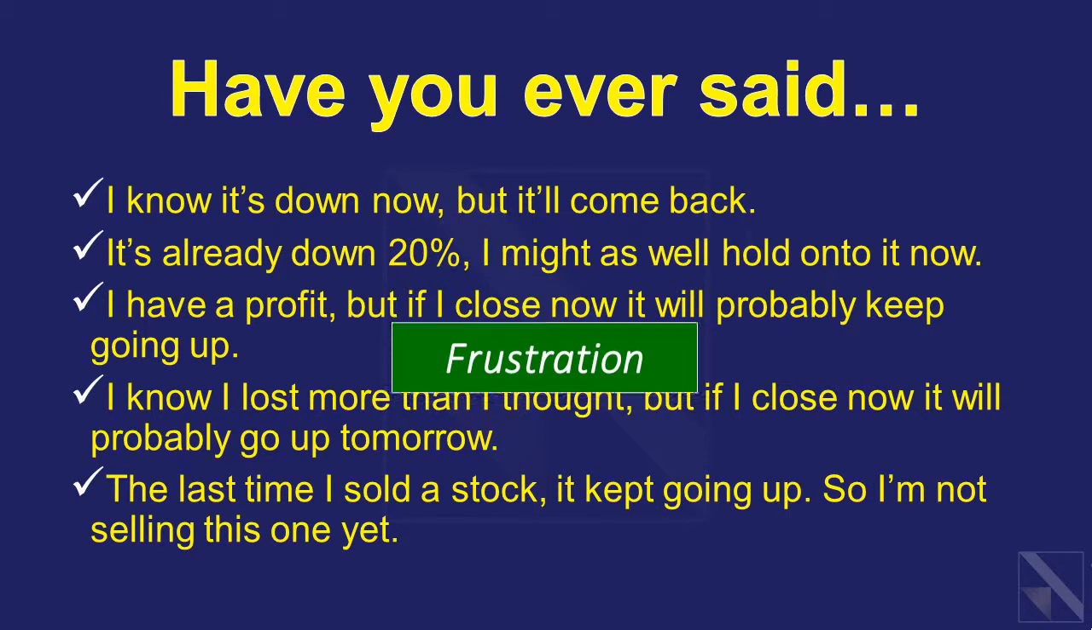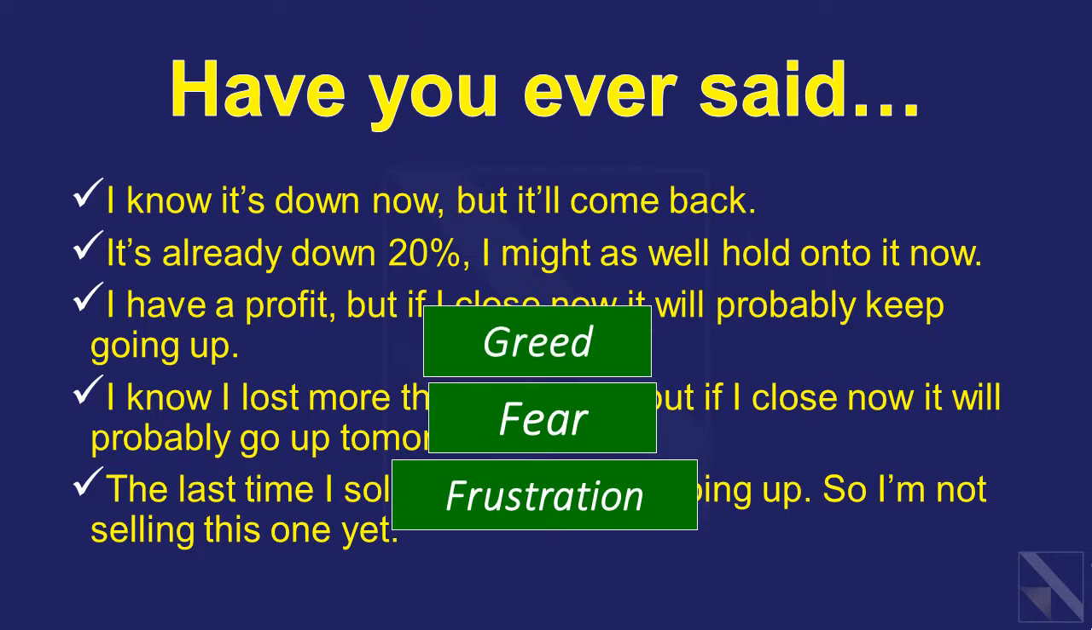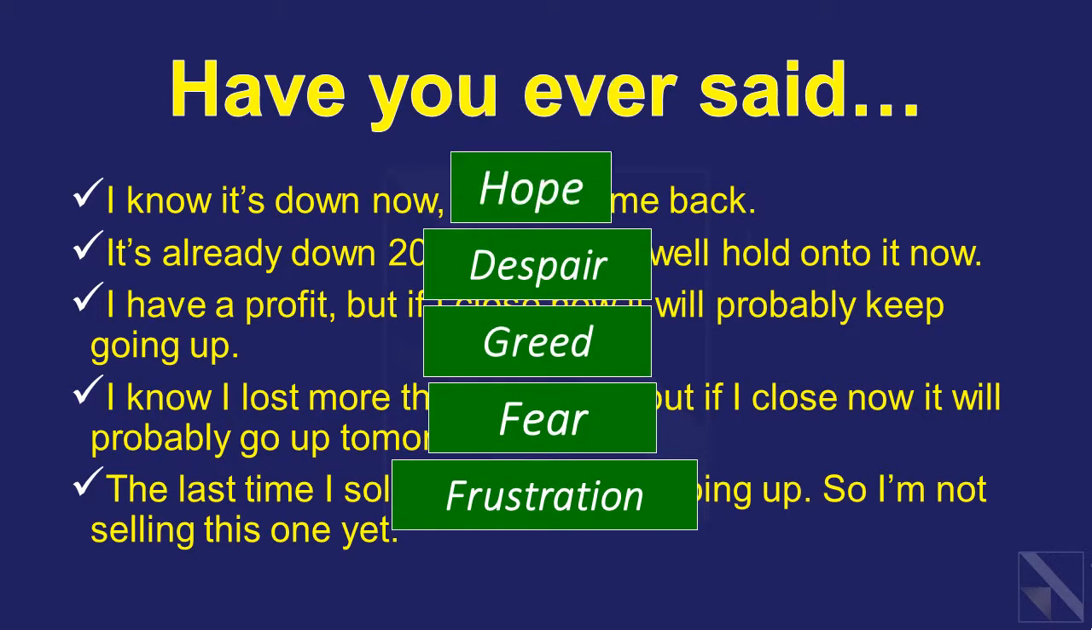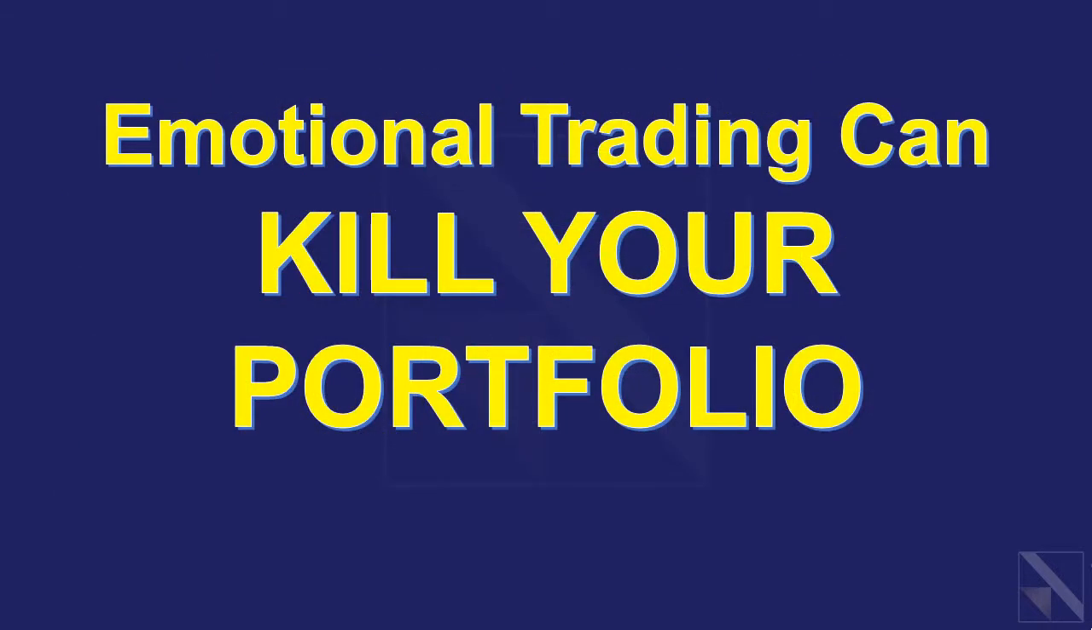These statements right here are all emotional statements and most likely lead to poor results. These are examples of frustration, fear, greed, despair, and hope. If you're thinking any of these things before a trade, during, or after your trades, you might as well just burn your money. The key thing is emotional trading can kill your portfolio. Think about it. What happens when our actions are based on emotion? Think about the person who has road rage. What do you think about the decisions that person's making? Are they the same decisions he would make otherwise?